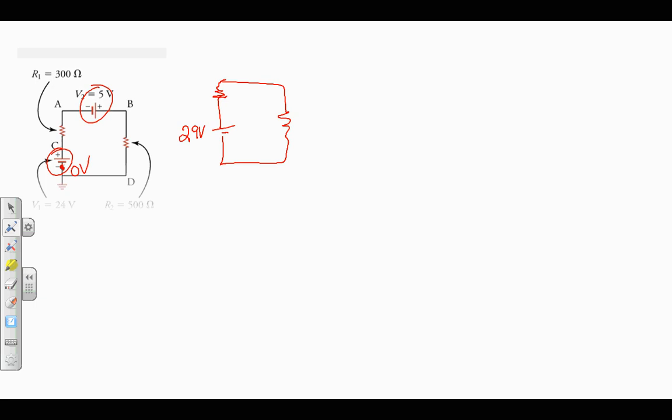So you combine the voltage and the resistor by dividing 24 by 300?